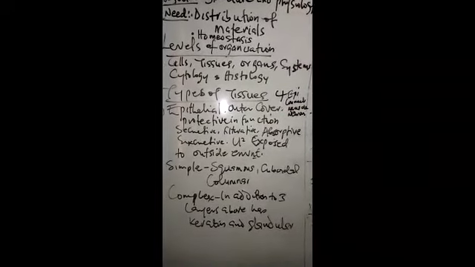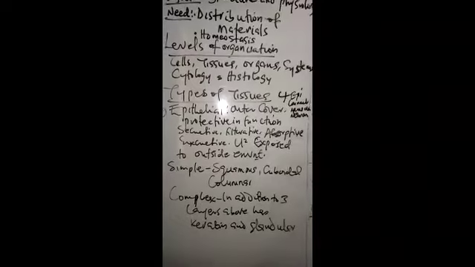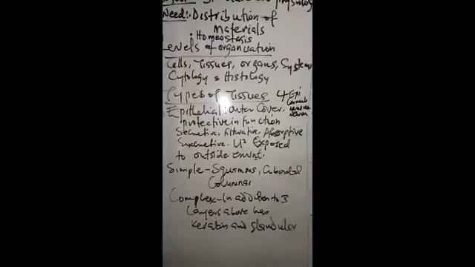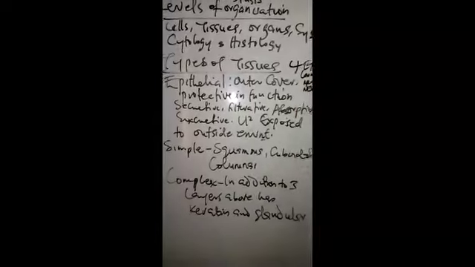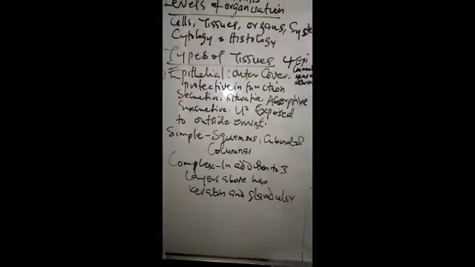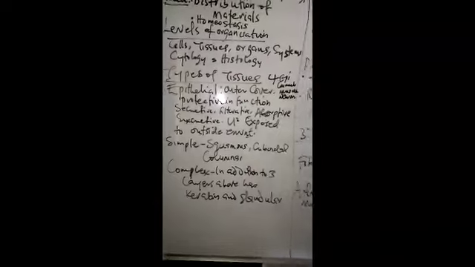Note that the study of tissues is called histology. Types of tissues. There are 4 types of tissues: epithelial tissue, connective tissue, muscle tissue, and nervous tissue. But we are going to take them one after the other.